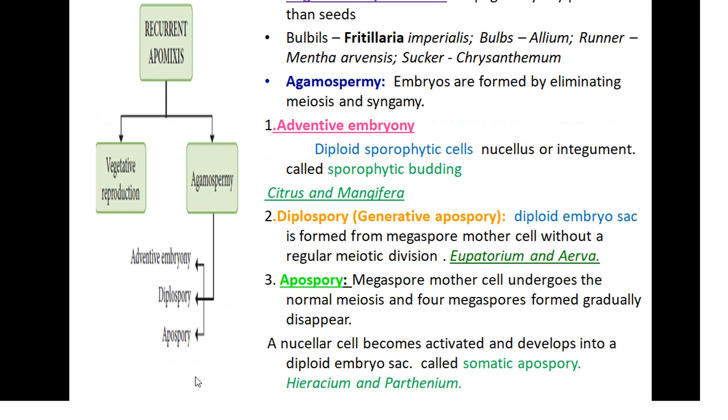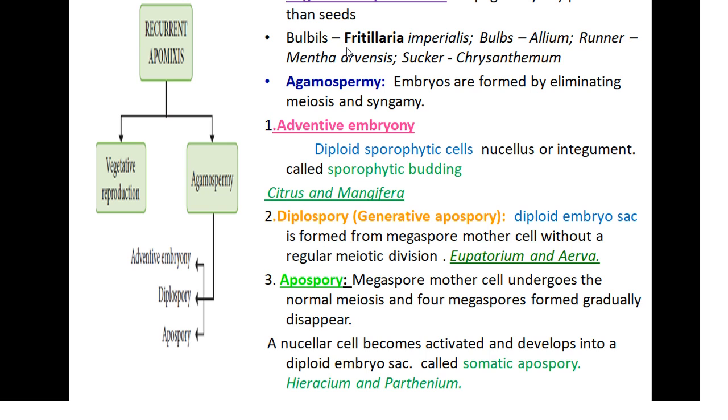Next I am coming to the types of recurrent apomixis. This is your textbook diagram. They are telling you vegetative reproduction. What is vegetative reproduction? The shoot, root, leaf, everything which will propagate and give a separate plant is called vegetative reproduction, except the seeds. Other than the seed, if other parts give propagation of the same plant, it is called vegetative reproduction. Example: the bulbous Fritillaria imperialis, bulbous Allium, runner Mentha, and sucker Chrysanthemum. Agamospermy is again divided into three types.